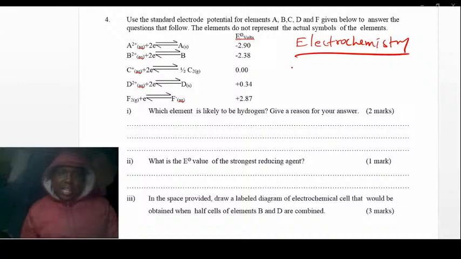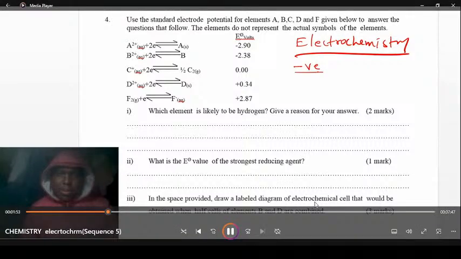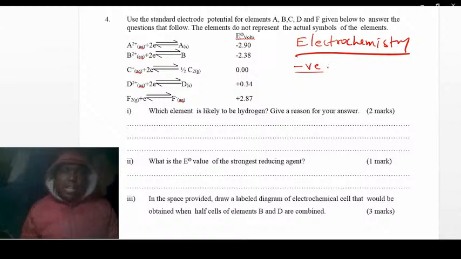And then you need to know that the more negative, the more the reducing agent. The electrode potential with the higher negative value has more reducing power. It is more reactive, therefore it will give electrons. The more positive an element is, the more the oxidizing agent it is. The more the oxidizer it is, the less willing to give electrons, so it will undergo reduction.